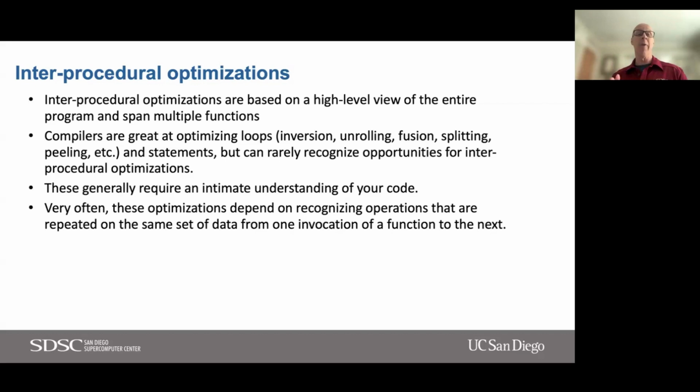So your compiler could be great at optimizing loops, unrolling and fusion and splitting and peeling and so on, but it can rarely recognize the opportunities for interprocedural optimization. This is a very, very active area of research in high-performance computing, but it's also hard to do. And these sorts of optimizations often require that you have a really deep, intimate understanding of your code.